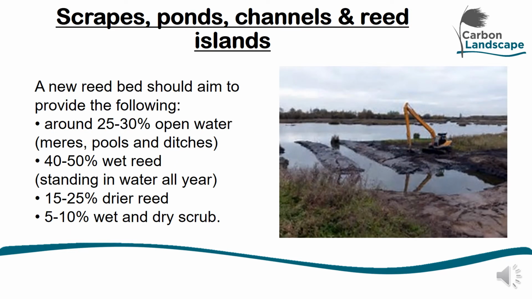A new reed bed should aim to provide the following. Around 25 to 30% of it should be open water, with meres, pools and ditches. 40 to 50% of a wetland should be wet reed, standing in water all year. 15 to 25% should be drier reed, a reed bed that dries out some of the time. And 5 to 10% should be wet and dry scrub such as alder or willow. This is achieved by digging scrapes, creating ponds, digging channels and creating reed islands in the wetland.